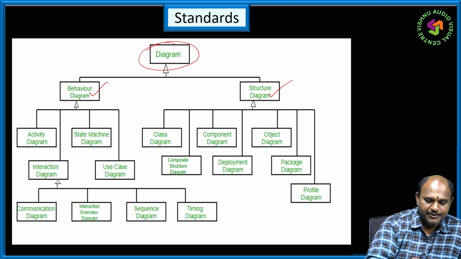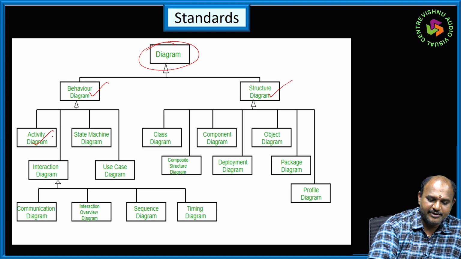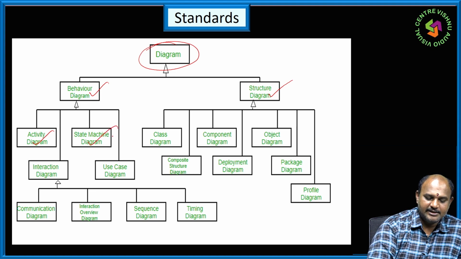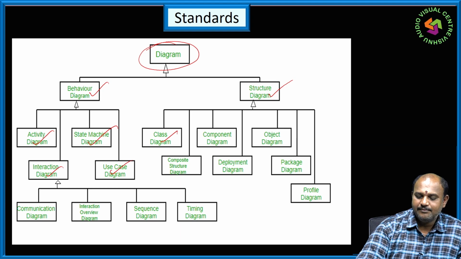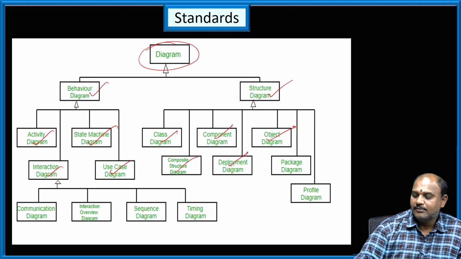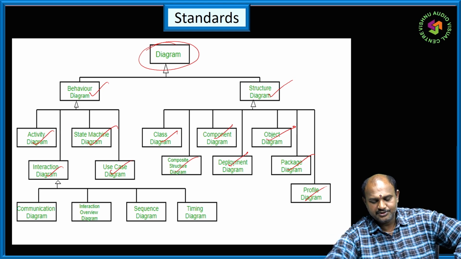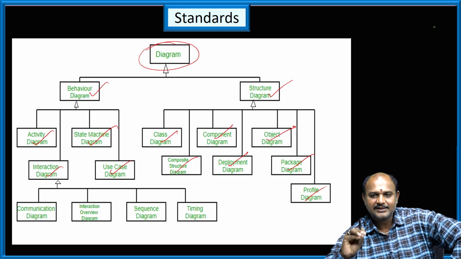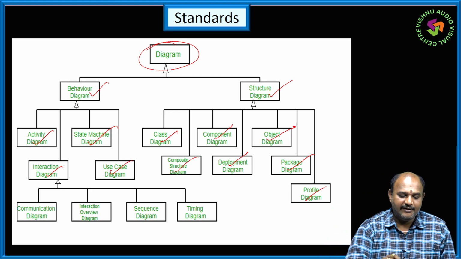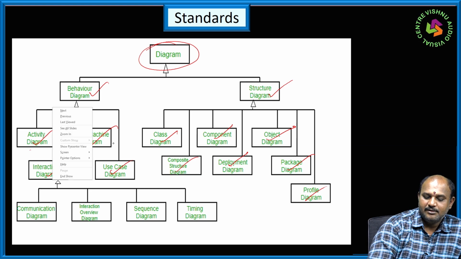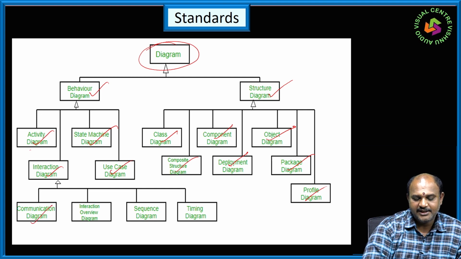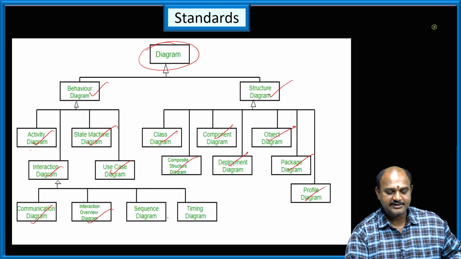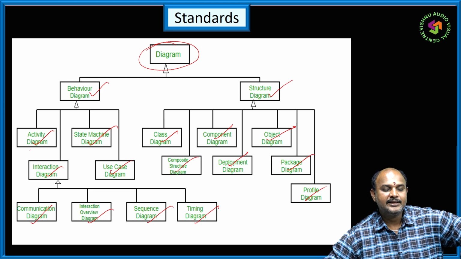Here in the behavioral diagrams we discuss the activity diagram, state machine diagram, interaction diagrams and use case diagram. Similarly, the structural diagrams are the class diagram, component diagram, object diagram, composite structure diagram, deployment diagram, package diagram, and lastly a profile diagram. The behavioral diagram has activity, interaction, state machine and use case diagrams. Interaction diagrams include the communication diagram, interaction overview, sequence diagram and timing diagram.